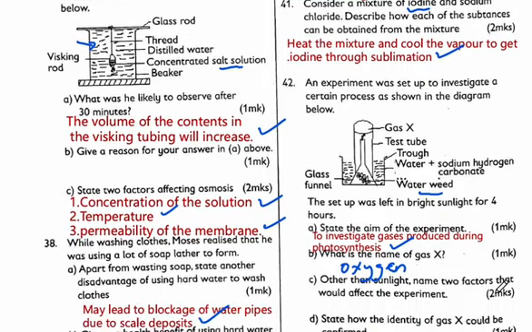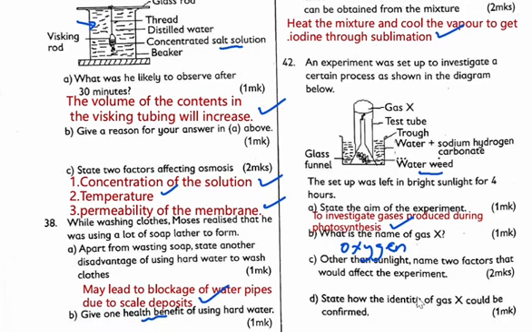Part C, other than sunlight, name 2 factors that would affect the experiment. So other than sunlight, which other factors are going to affect the process of photosynthesis? You know that we have things like water, carbon dioxide. So we're going to say availability of water, and even carbon dioxide. So those are the factors that are going to affect the experiment. So we get those 2 marks.